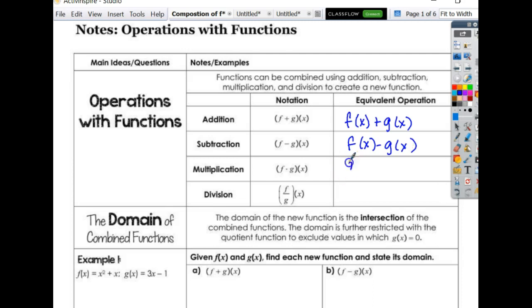If there's a multiply, we're going to multiply the two functions, and a divide. And if I'm dividing, what can it not be on the bottom? What can we not divide by? Yeah, I can divide by negative all day long, but I can't divide by 0. All right, so g of x can't equal 0.